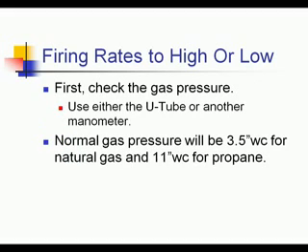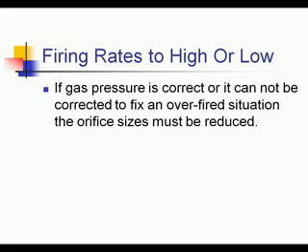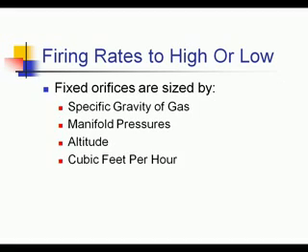You can have different firing rates as well in a gas furnace. It means the input is not what it should be. The wrong firing rate can be caused by incorrect orifice sizing or incorrect gas pressures. First, check the gas pressure. Use either the U-tube or another type of manometer. Normal gas pressure will be 3.5 inches water column for natural gas and 11 inches water column for propane.